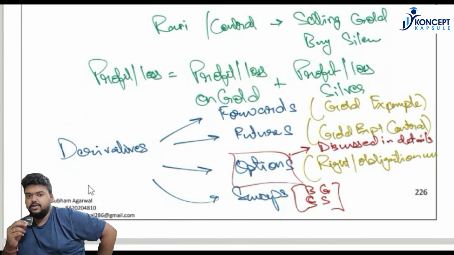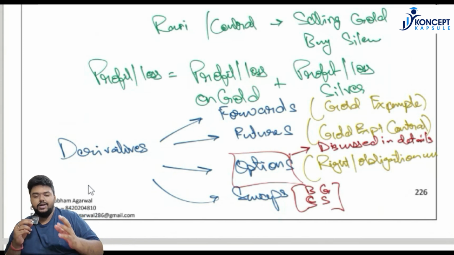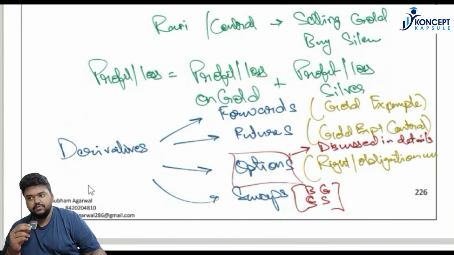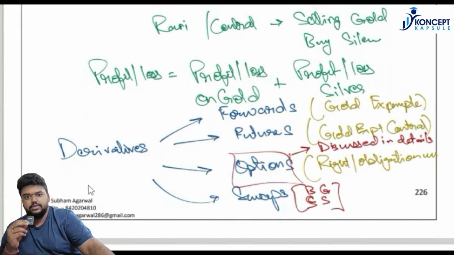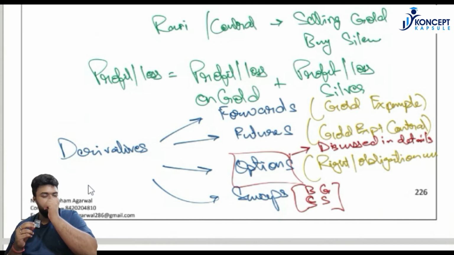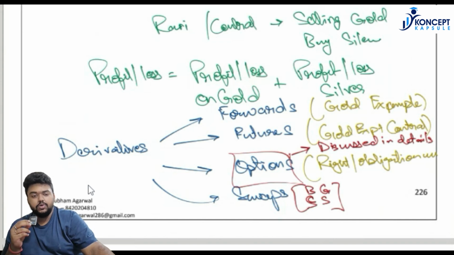So guys, I hope with this example you are clear what a derivative is, how a derivative contract is to be perceived, and what the different types of derivatives are. In the next class, we will look at options. We will take a detailed example of options, what an option looks like, and after that, we will also look at swaps.